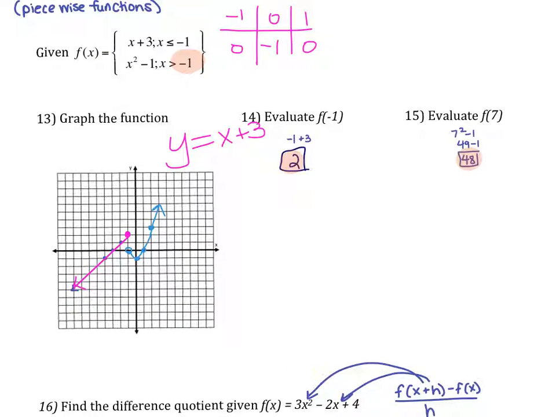The graph of the function looks like that. So notice the blue one has an open dot at (-1, 0). That's because it's greater than -1, not greater than or equal to. It has to have an open dot. Otherwise, it's going to fail your vertical line test. And then 14 should have been 2, and 15 should have been 48. Notice that 14 overlaps with your graph. If you go to where x is -1, there's a solid dot at 2. So those should both make sense.